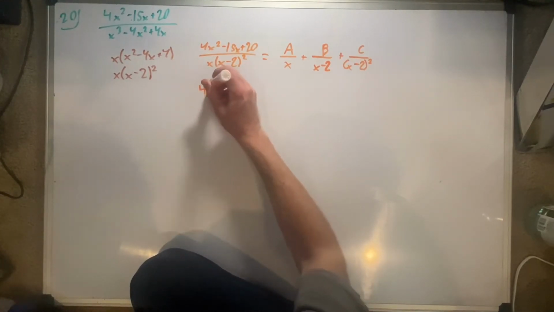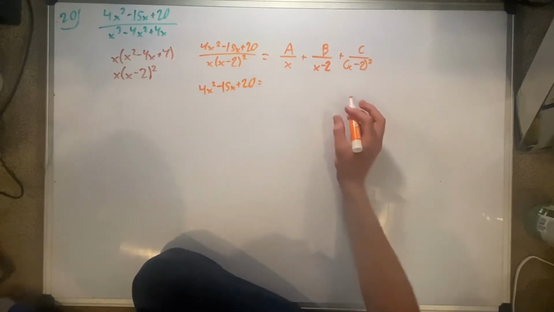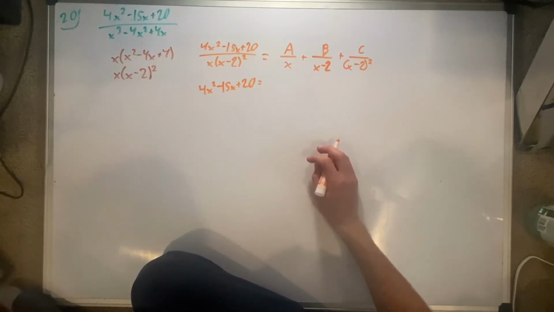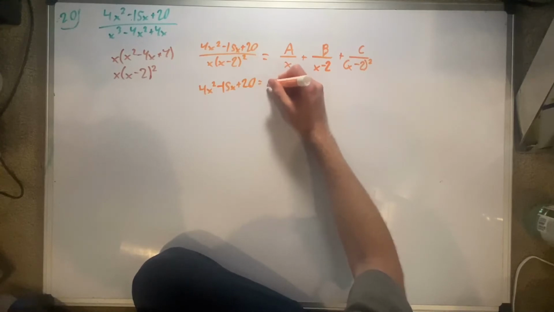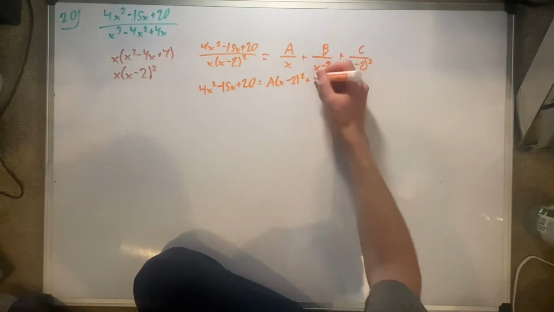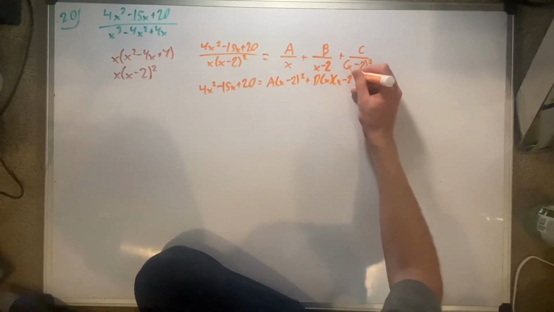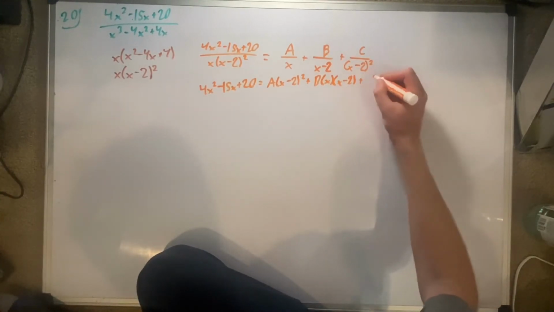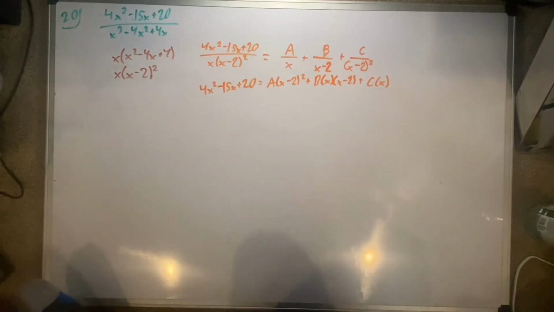So we're going to multiply everything by this bottom term here. So we're going to get 4x squared minus 15x plus 20 is equal to, multiplying by this here, we're going to get both. We're going to have A times x minus 2 squared, plus B. This B is going to be multiplied by both an x and an x minus 2, since one of the x minus 2's will be canceled out by that. And then we'll get a C that will just have an x attached to it.